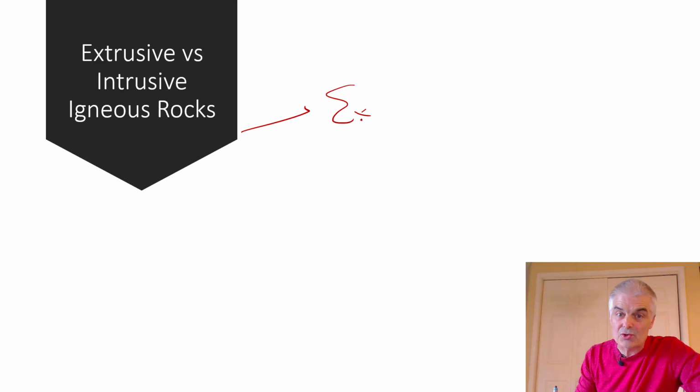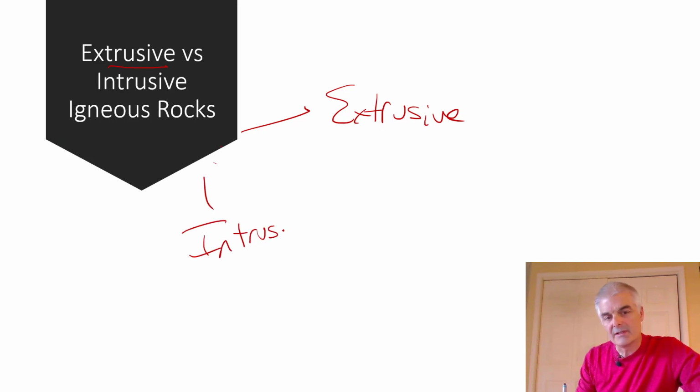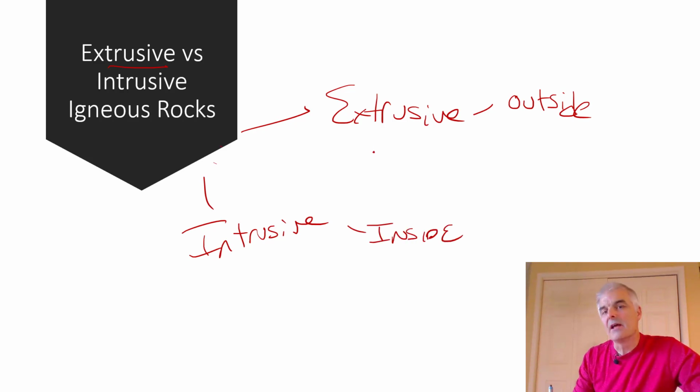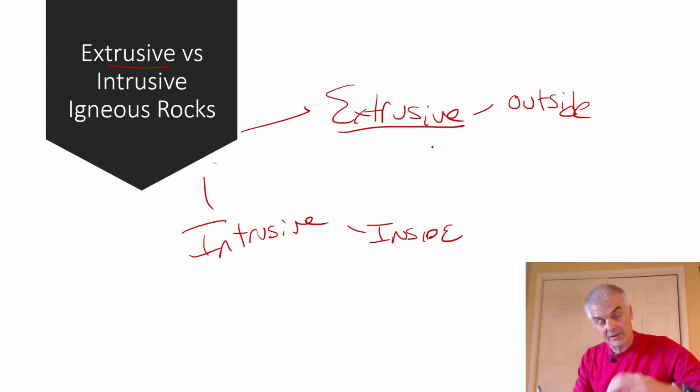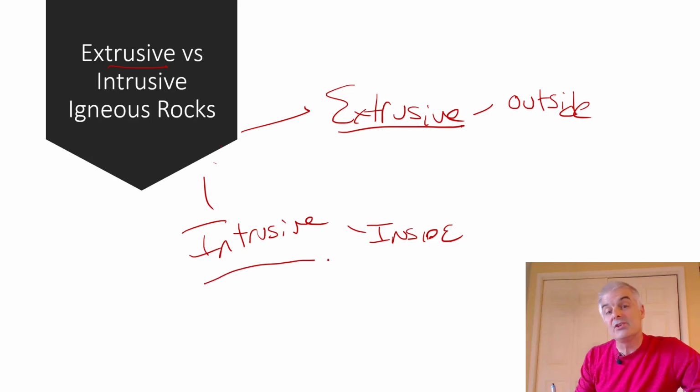There are extrusive, which you see right here, and there are intrusive. Now, think about those words. Extrusive means outside, right? The word ex. Intrusive is inside. Here's the deal. Those that formed on the outside of the earth, on the surface of the earth, are extrusive, and those that formed under the earth are intrusive.